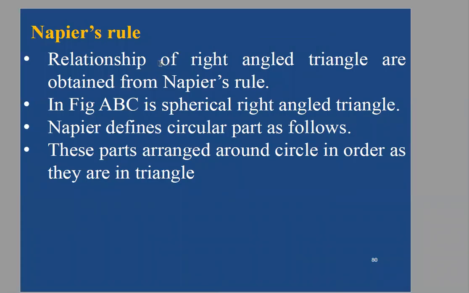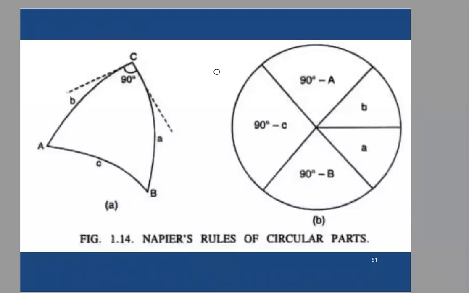So let's start with Napier's rule. Relationships of a right angle triangle are obtained from Napier's rule. This is Napier's rule's first statement: relations of right angle triangles are obtained using Napier's rules. In the figure, ABC is a spherical right angle triangle. Napier defines a circular part as follows: three parts arranged around the circle in the triangle.